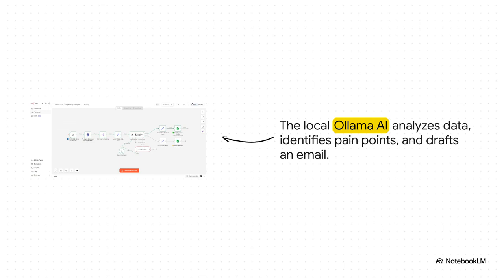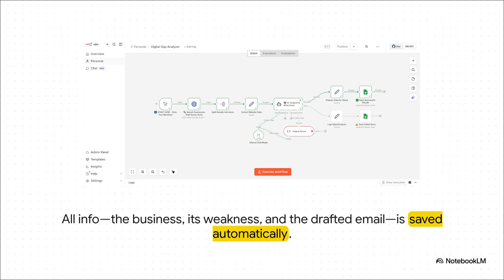And now we get to the brain of the whole operation, the analyze step. All of that scraped data gets fed directly into your local Llama 3.1 model. The AI then sifts through everything, pinpoints the single biggest pain point, and writes a completely personalized outreach email, all without a single byte of data ever leaving your computer. It's pretty amazing. The last step in this workflow is to just save the results. The system takes the business name, the specific digital gap it found, and that email it just wrote, and logs it all super neatly into a Google Sheet. It even has this robust error handling built in. So if a website is down, it doesn't crash the whole process. It just logs the failure and moves right on to the next one.